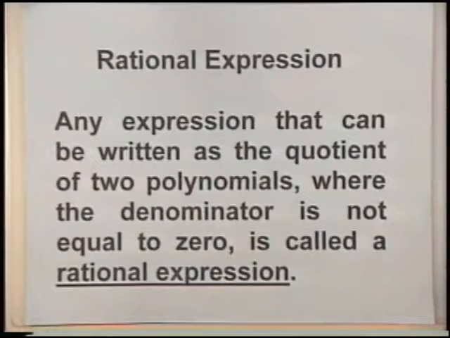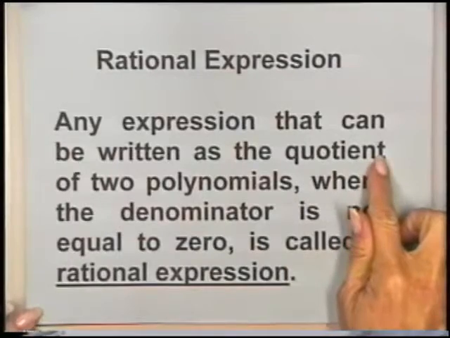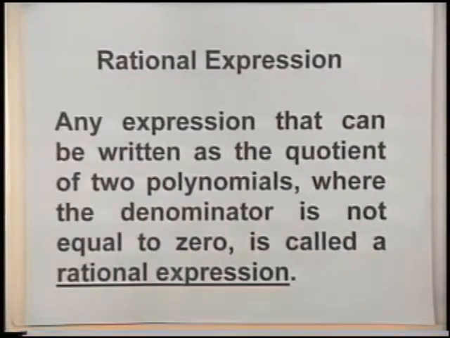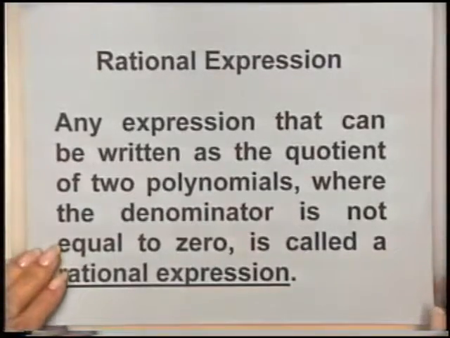Any expression that can be written as the quotient of two polynomials where the denominator is not equal to 0 is called a rational expression. Remember that quotient means divide, and for a polynomial, we mean an expression with a finite number of terms, and the powers of the variables must be whole numbers. Let's look at some rational expressions.